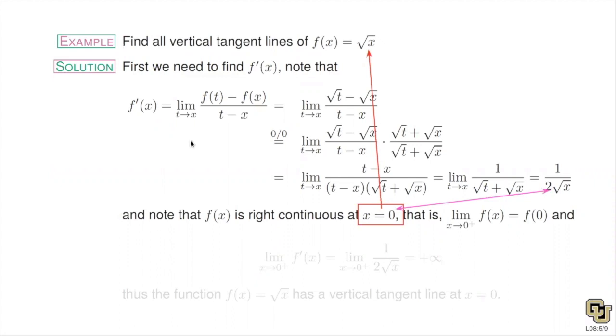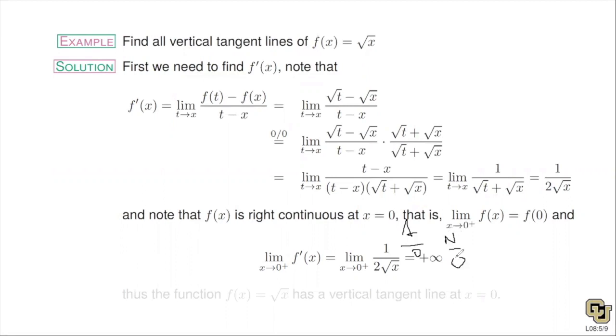However, I need to verify that the derivative is blowing up to infinity, which I do with the limit here. So I take the limit as x goes to 0 from the right. The first thing you do with the limit is plug in. When I plug in, I get 1 over 0. And in a one-sided limit, number over 0 is either plus or minus infinity. In this case, this is always positive, right? That's the positive square root in the denominator. So here it's plus infinity. So here we have a vertical tangent line at the origin.